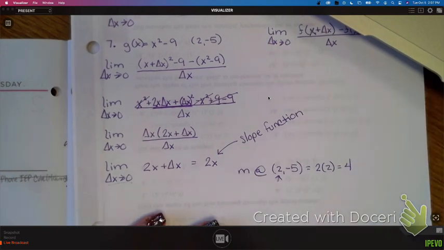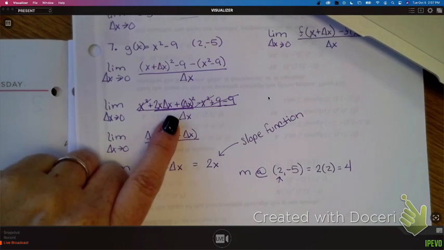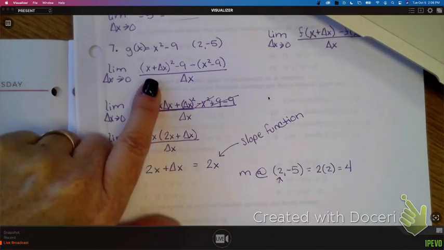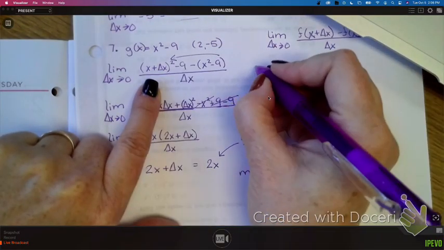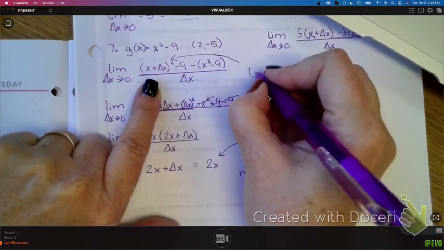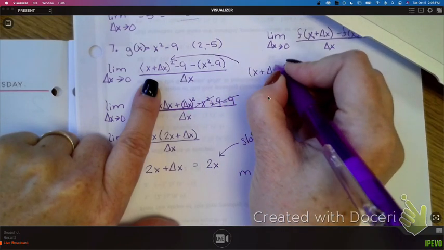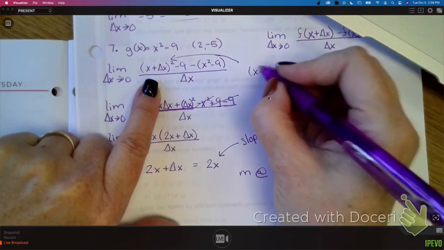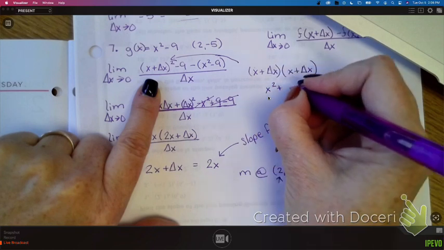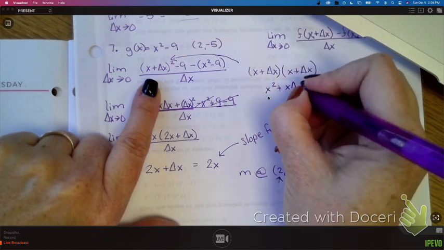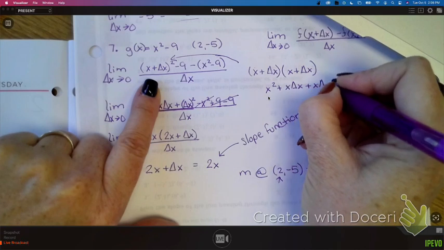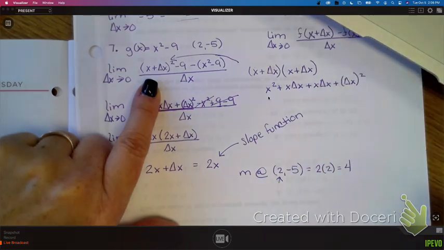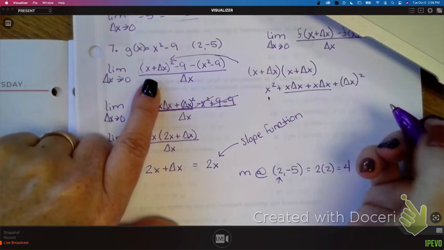I'm stuck on the second step. I don't know where you got 2x change of x. Okay, this is foiled. It's x plus change of x, and x plus change of x. So you foil that: x squared plus x change of x plus x change of x plus change of x squared. And then that gives me how many x change of x's? 2.